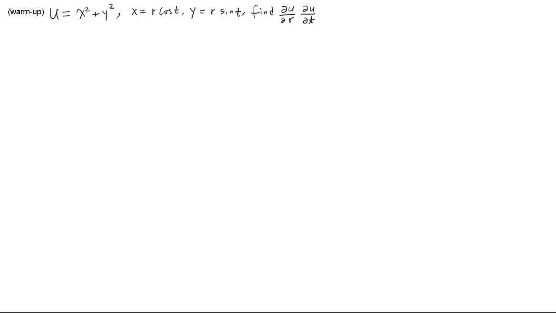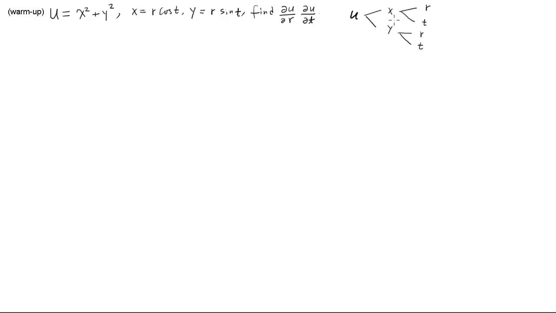Alright, this is an example on how to take partial derivatives when we have to use chain rules. And the good idea over here is that if you look at this function, we have u, the dependent variable, and it depends on x and y. And x now is a function of two variables. One is r and the other one is t. And y is again a function of r and t.